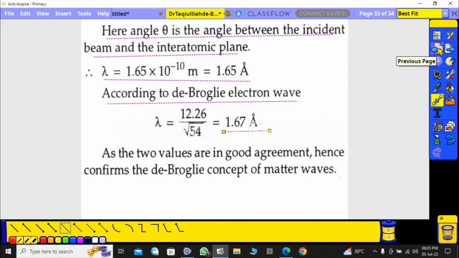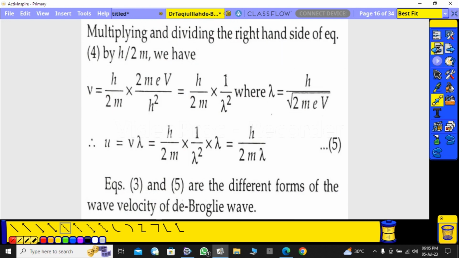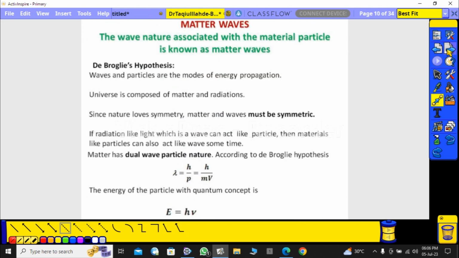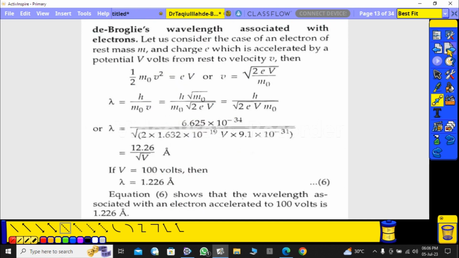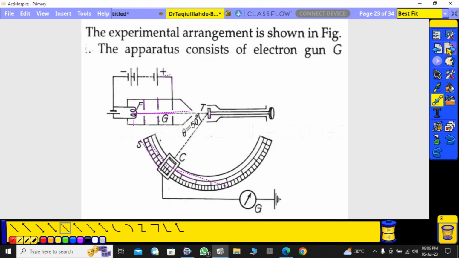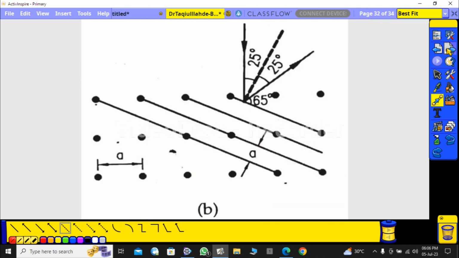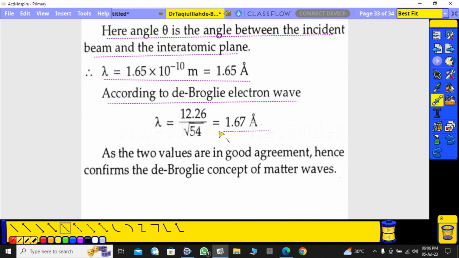Okay. I think that we're very far, no? Yeah, here it is, matter wave. See, lambda is equal to, if you use 100 volts, we are getting 1.226 angstrom. This is theoretical. Practically, how much we got just now? So these two values are in range, like it's very near.